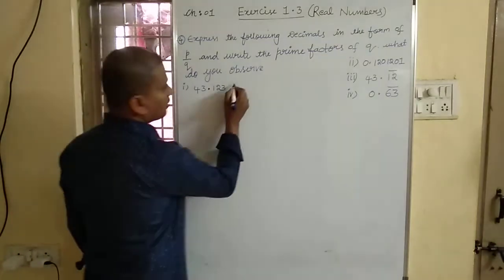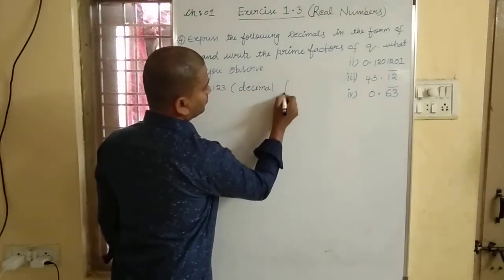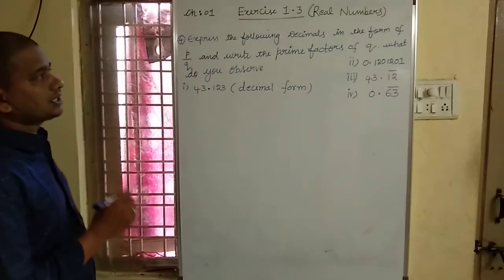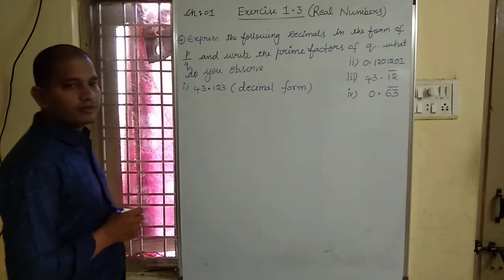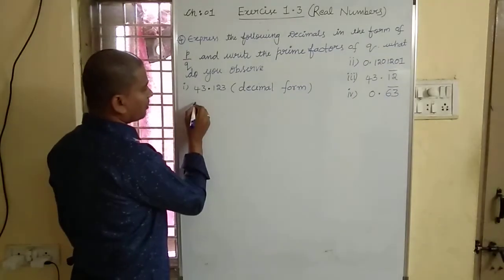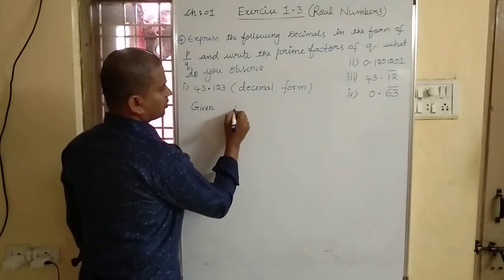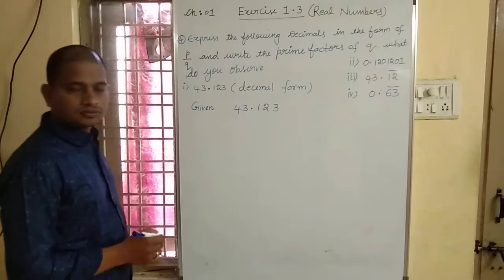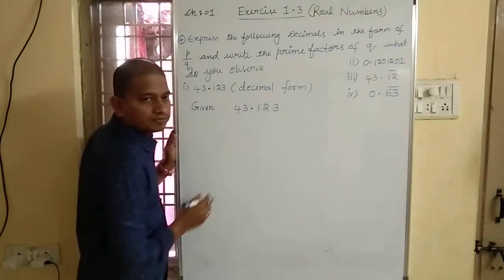43.123. This is our decimal form. We need to express it in the form of P by Q. Let's suppose the given decimal is 43.123. Now we have to express it in P by Q form.